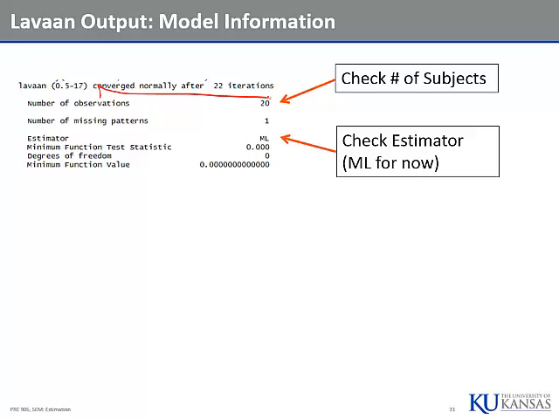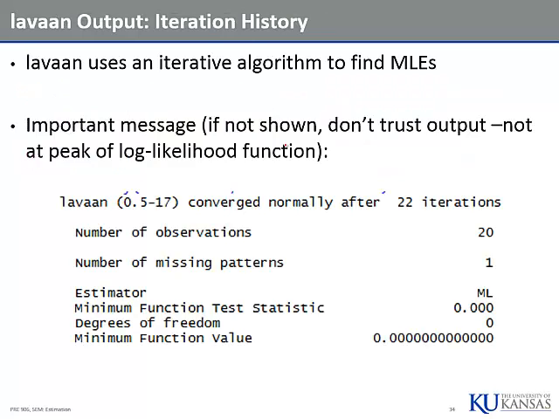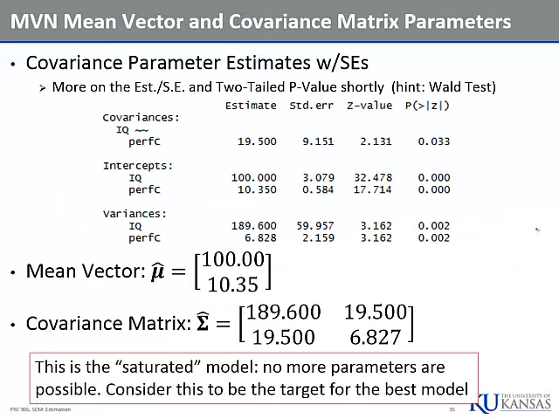The estimator we have here is ML, maximum likelihood. We have these 20 people. It tells us the number of observations. And here are all the estimates, right? It gave us the covariance of 19.5, the means of 110.35, and the variances itself right there.